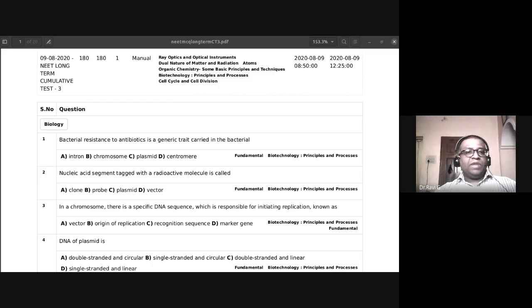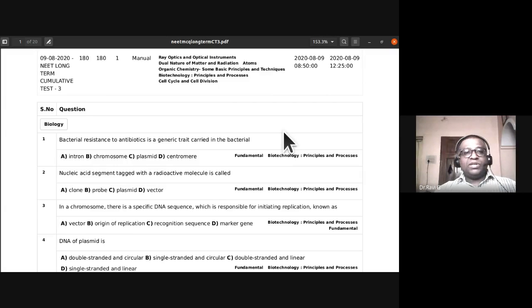So today we are discussing the biology topics that we had for this mock NEET CET mock test: biotechnology principles and processes, and cell cycle and cell division. These were the two major topics on which we have set this paper. So let us begin with the discussion of this paper.